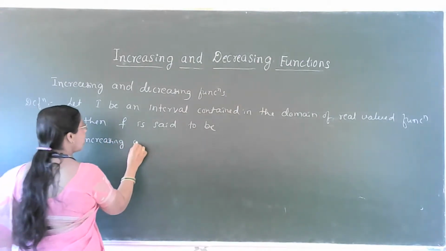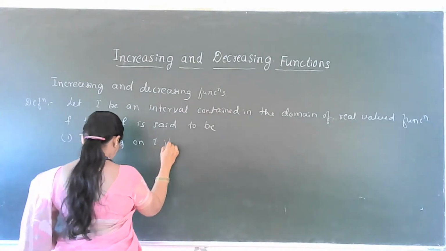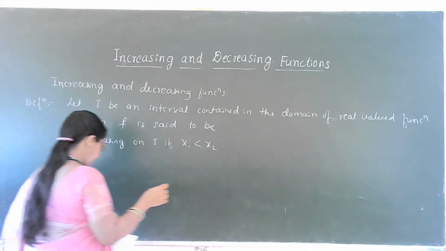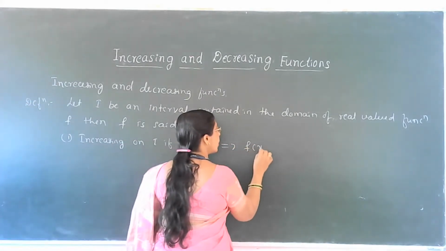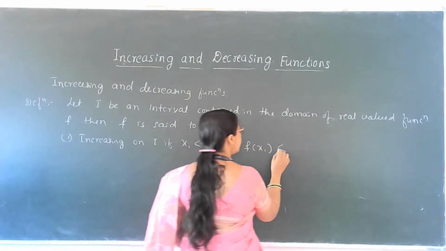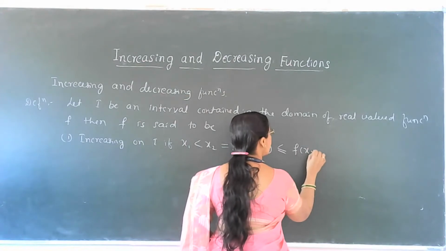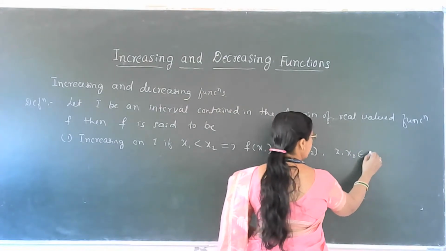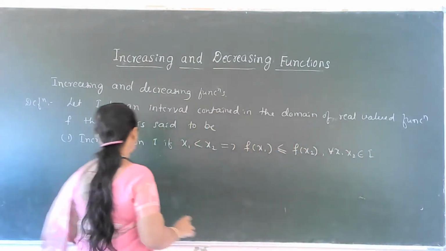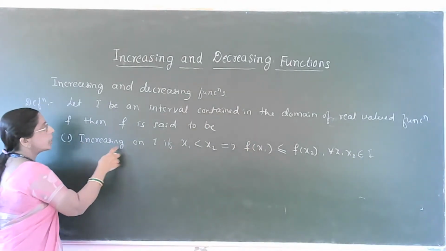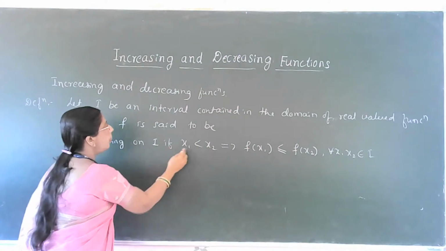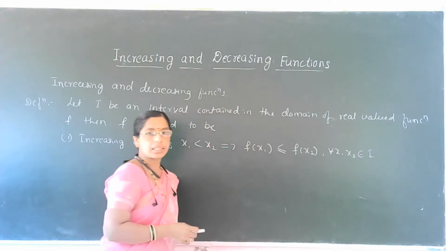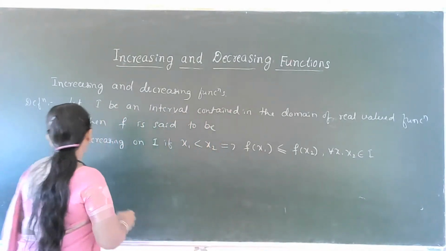f is increasing on I if x1 is less than x2 implies f of x1 is less than or equal to f of x2, for all x1, x2 belonging to I. The function is increasing on interval I if x1 is less than x2 implies f of x1 is less than or equal to f of x2.